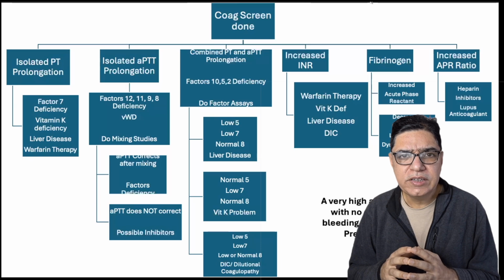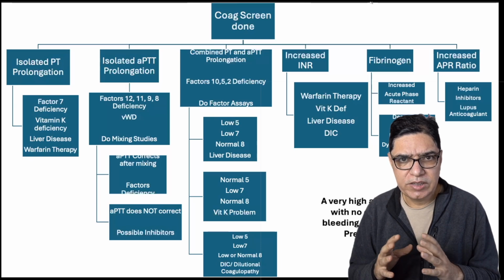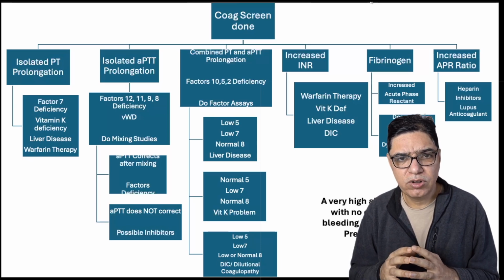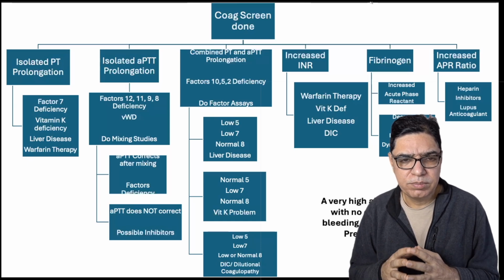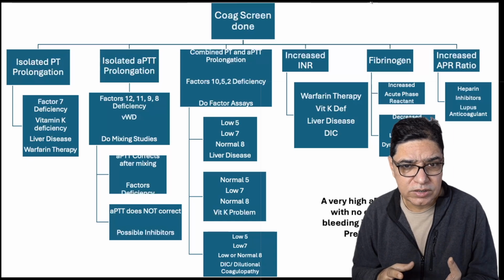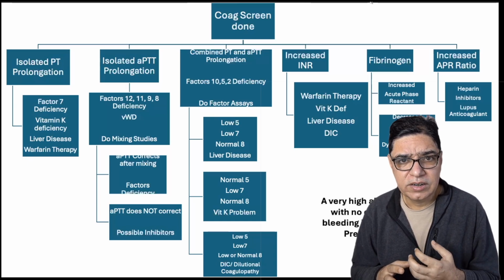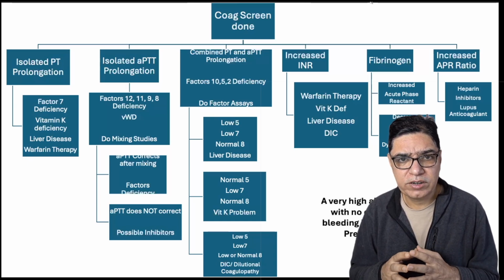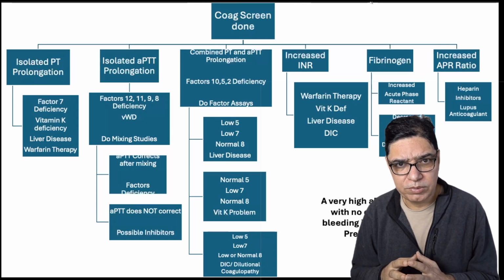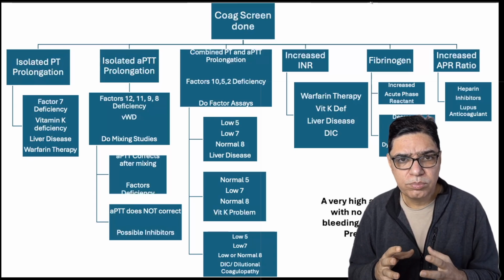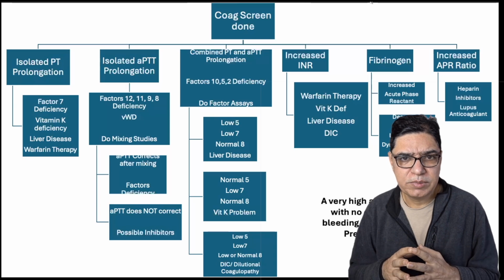Let's say only the PT is prolonged, everything else is fine, just the PT values are raised. PT, I told you, looks at the extrinsic pathway. So what is your extrinsic pathway? Earlier I told you, it is factor 7. So if there is, let's say, a congenital deficiency of factor 7, then your PT would be prolonged, everything else would be fine. PT is also prolonged if somebody has got vitamin K deficiency.